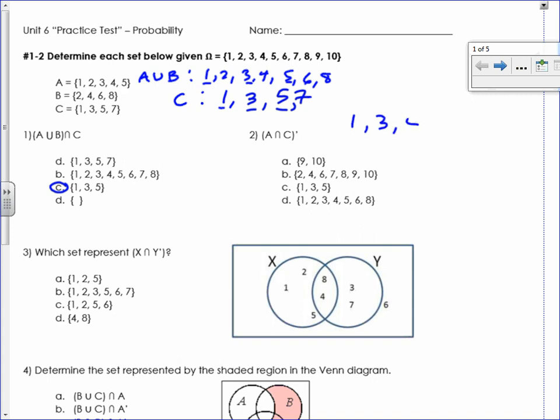Now, what's not 1, 3, and 5? Everything else. And for everything else, you have to look in the universal set. So don't forget about that set right there. So the correct answer for number 2 is B. And if you had the other version of the test, it would have been D. If your test says for question 2, choice A, 1, 3, 5 right here, then you have the other version of the test, and your answer choice was D.